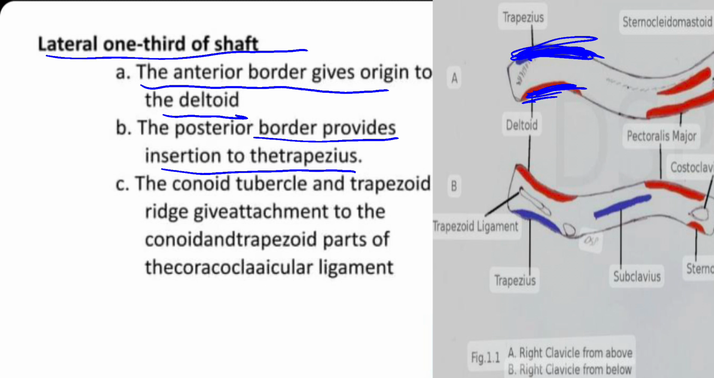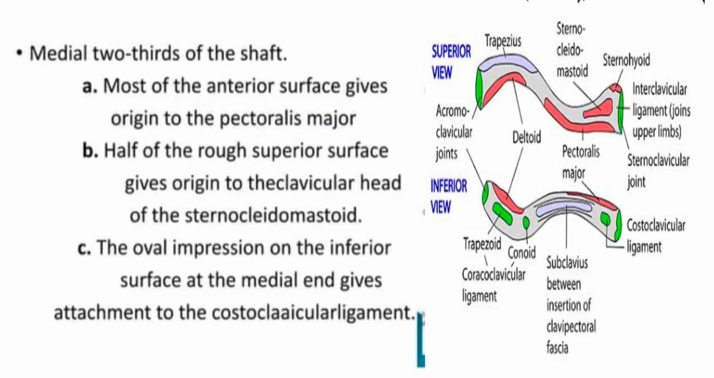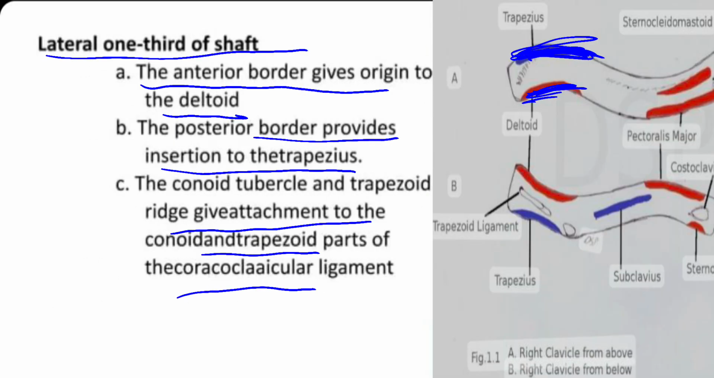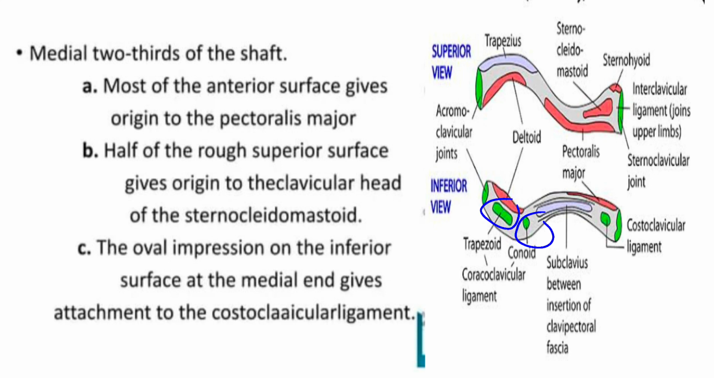The conoid tubercle and trapezoid ridge give attachment to the conoid and trapezoid parts of the coracoclavicular ligament. In this diagram, you can see the trapezoid part and conoid part, which provide attachment to the conoid tubercle and trapezoid part of the coracoclavicular ligament. Medial two-thirds of the shaft.